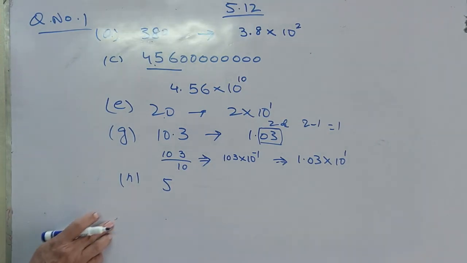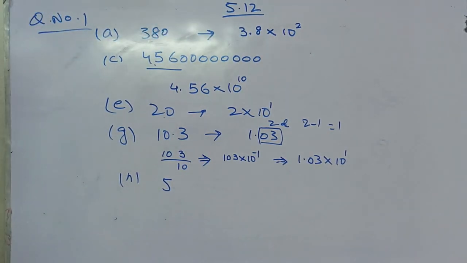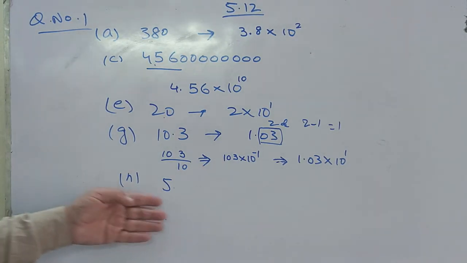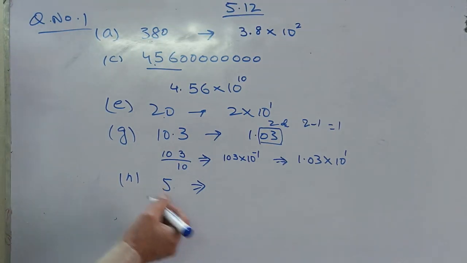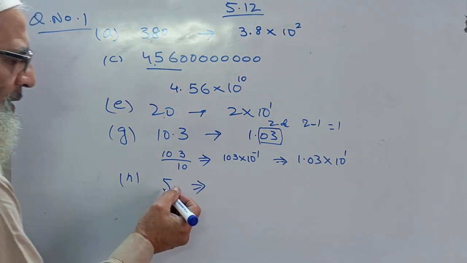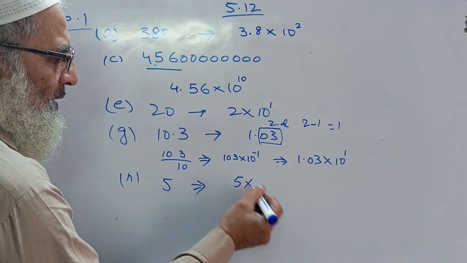How will we write this 5 into scientific notation? In part H, you see that there is a single digit. And what does it mean? That if we proceed it to the scientific notation or standard form, it will become like this.